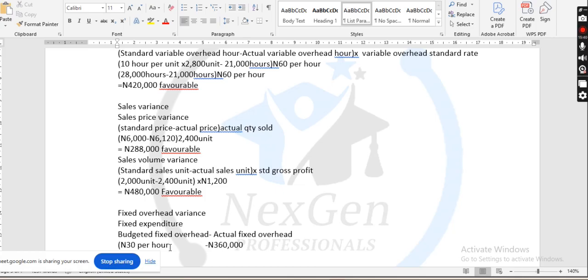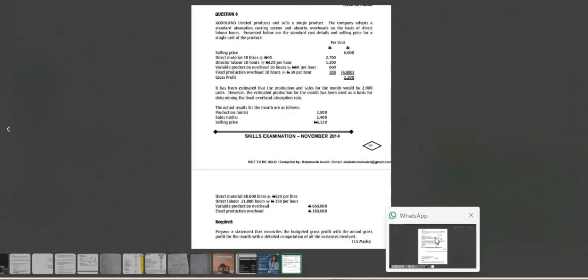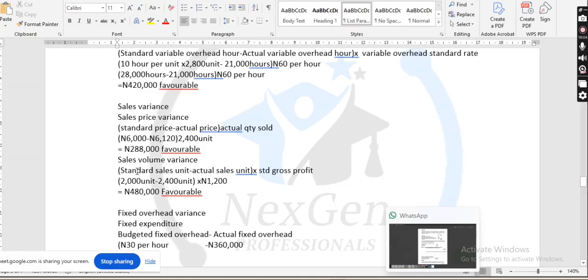Now, our fixed overhead absorption, we are lucky. The fixed overhead absorption rate is given to us in this question. If it is not given to us, the question now says further that they absorb their overhead on the basis of the units. On the basis of what? However, the estimated production for the month has been used as the basis of determining it, that is, they use it based on the unit.